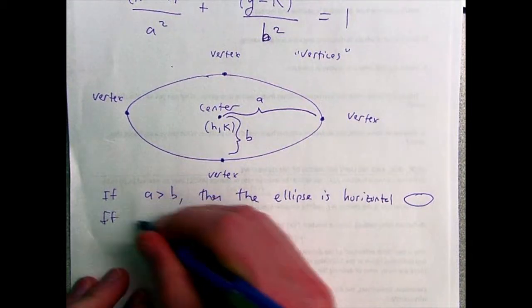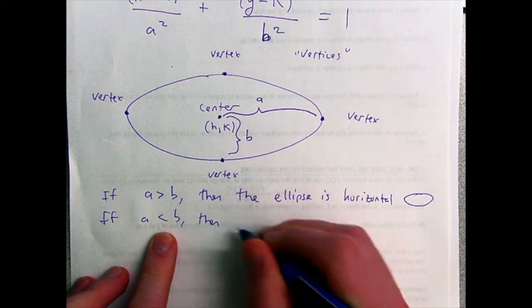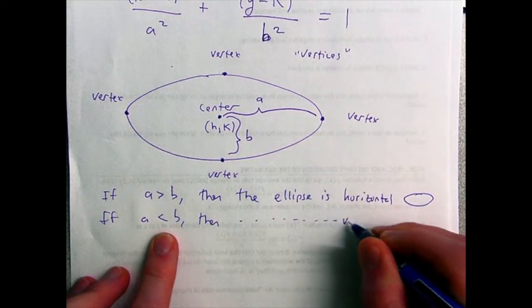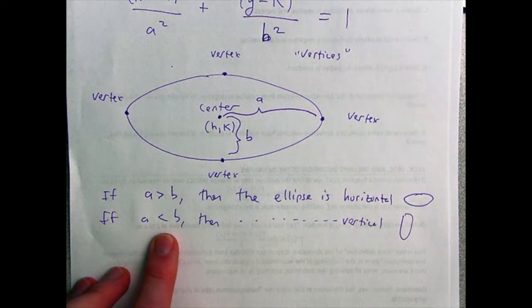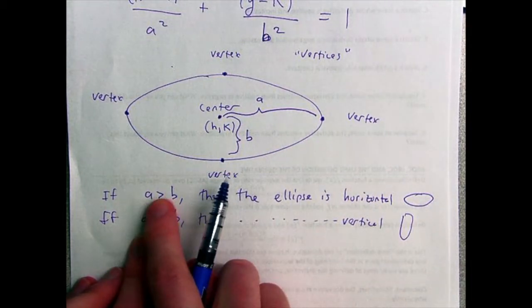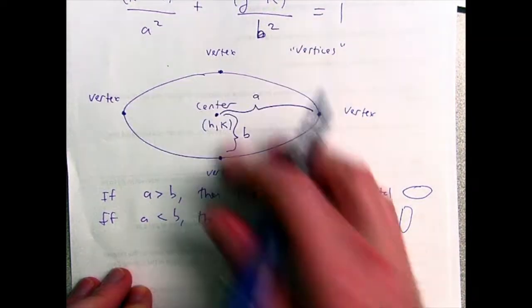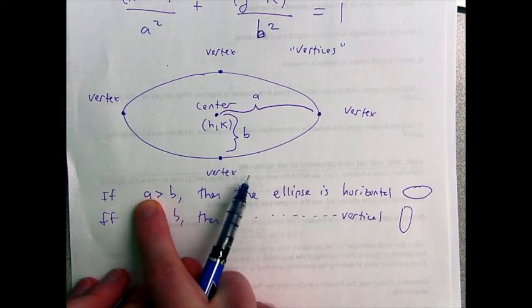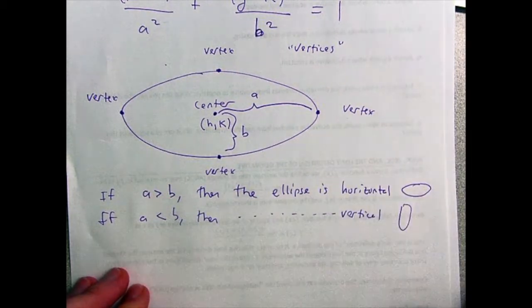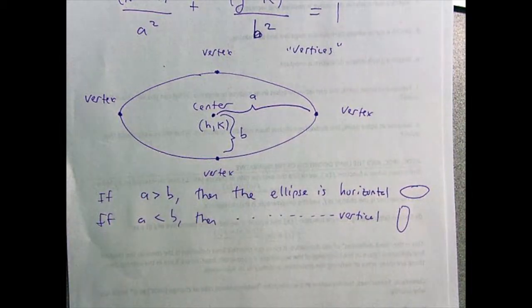On the other hand, if a is smaller than b, then the ellipse is vertical, and it looks something like that, which is not surprising because a basically determines the width of the ellipse, more or less, and b determines the height of the ellipse, more or less. So if a, which is the width, is bigger than b, which is sort of the height, then of course you've got an ellipse which is wider than it is taller.